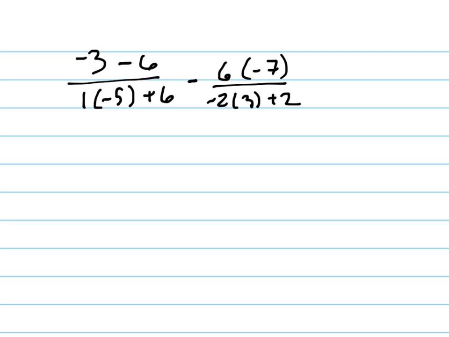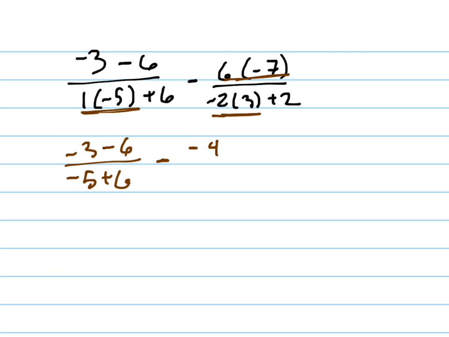Order of operations here, PEMDAS, so I'm going to first do this, this, and this. So let's take care of all those things and leave everything else the same. -5 plus 6 minus -42 over -6 plus 2. So I just did all of the multiplication, left to right. I did all of the multiplication stuff that I could see.